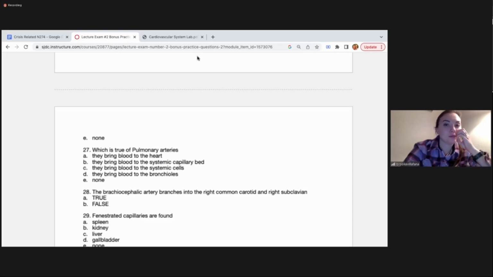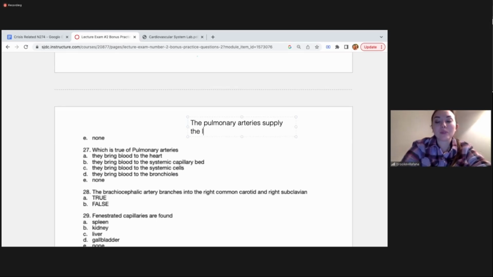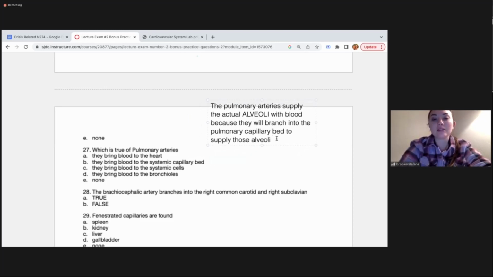Good. So I have a little bit of a variety of answers here. Everybody is on the right track with your reasoning, so that's great. The pulmonary arteries supply the actual alveoli with blood, because they will branch into the pulmonary capillary bed to supply those alveoli. So they actually can't supply any other tissues with blood, because the alveoli is really where the pulmonary capillary bed is going, if that makes sense.